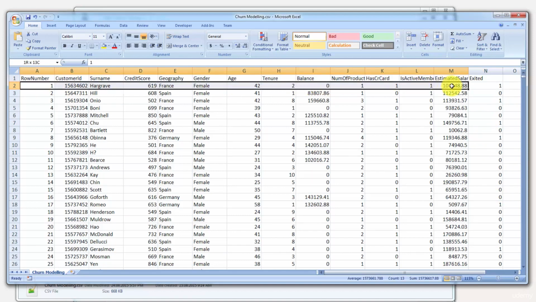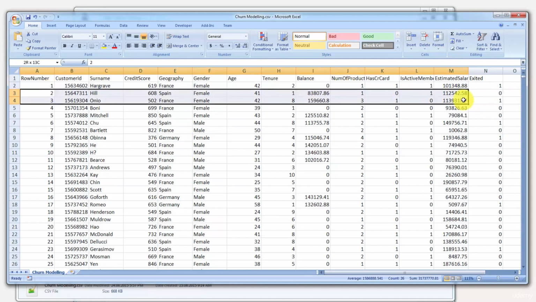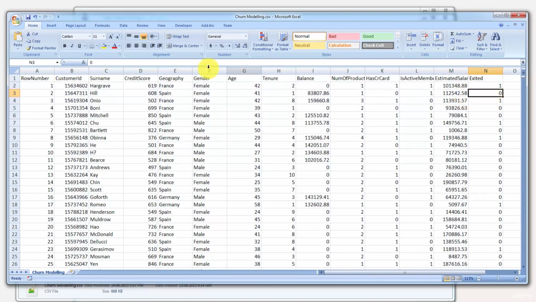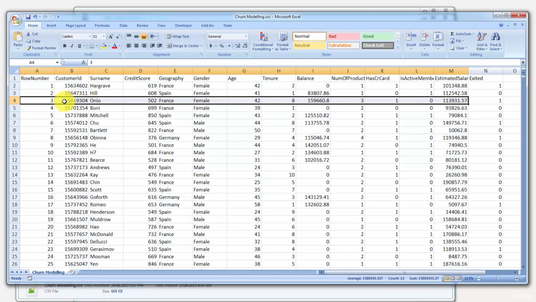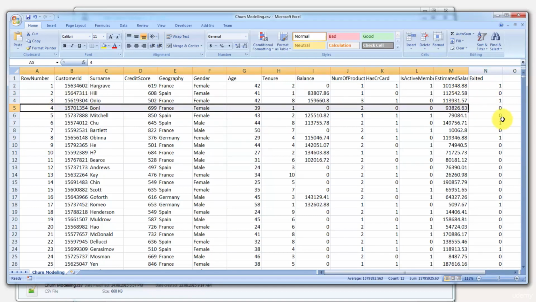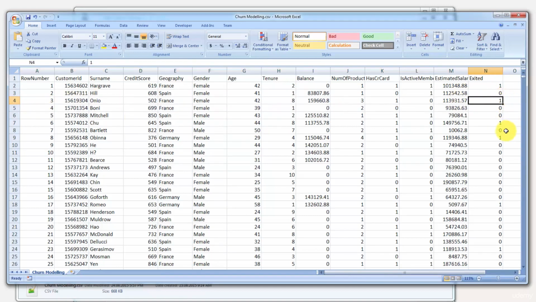So this person over here, sometime within the 6 months, he left the bank, and as of a couple of days ago, he's no longer with the bank. This person over here, on the other hand, is still with the bank. So there's a 0 here. This person left the bank, this person stayed, and so on. So if you see a 1, that means the person's no longer with the bank. A 0, the person's still with the bank.